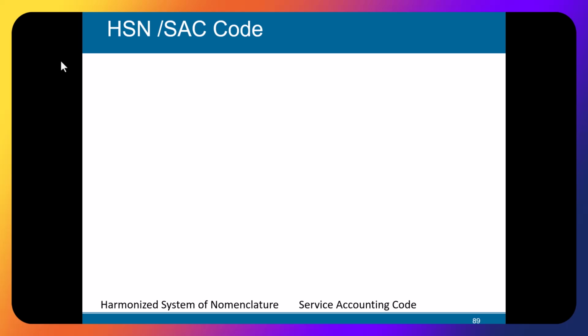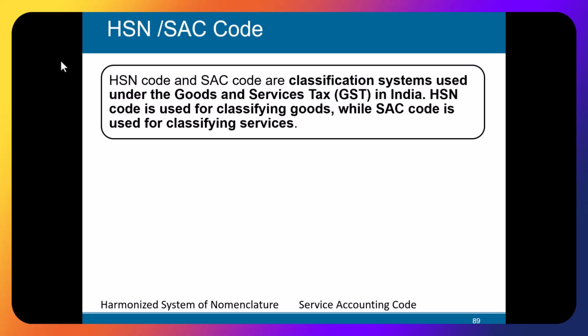So this is the HSN code. Just read it. HSN code and SAC code are classification systems used under the Goods and Services Tax, GST, in India. HSN code is used for classifying goods, while SAC code is used for classifying services. HSN stands for Harmonized System of Nomenclature. It's a worldwide term. And then we have the SAC, which is called the Service Accounting Code. Okay. So this needs to be used basically.